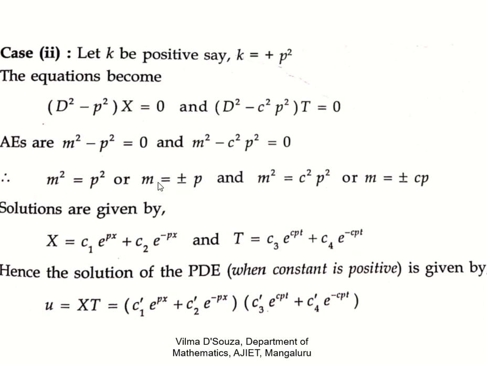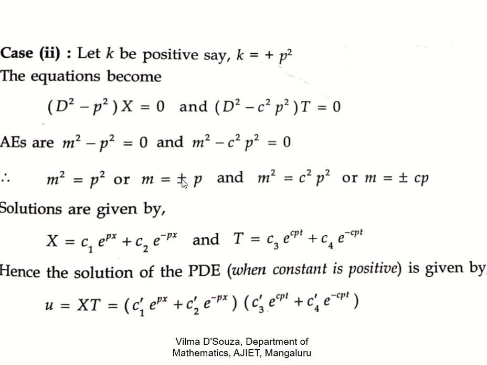So what is the solution corresponding to this? X is equal to c1 e power px plus c2 e power minus px, and here t is equal to c3 e power cpt plus c4 e to the power minus cpt. Remember, here the variable is x and here the variable is t. So you have written what is x and what is t, right? Here 2 roots and here also 2 roots.